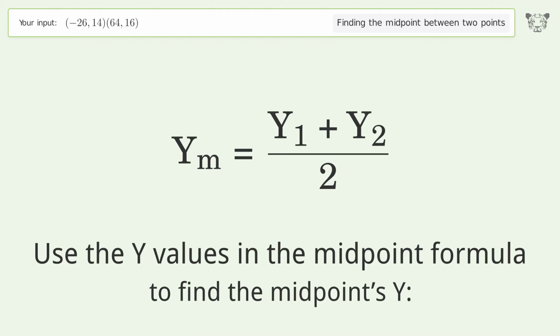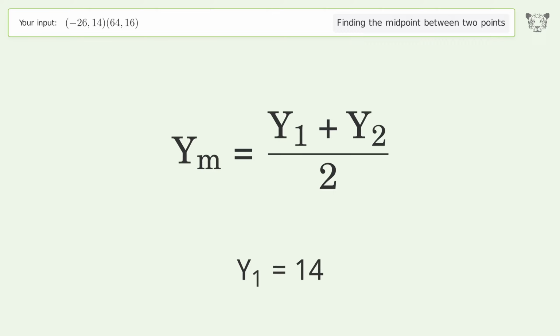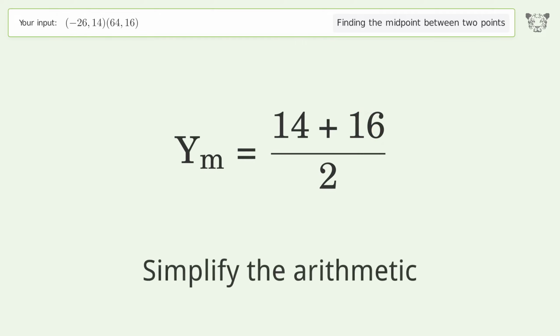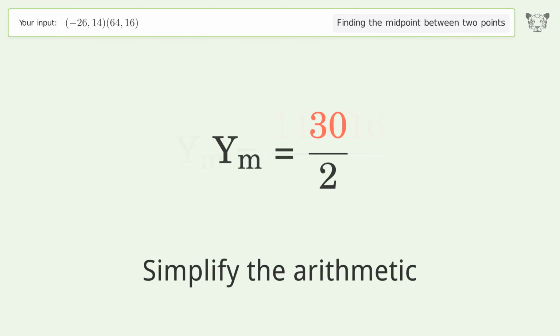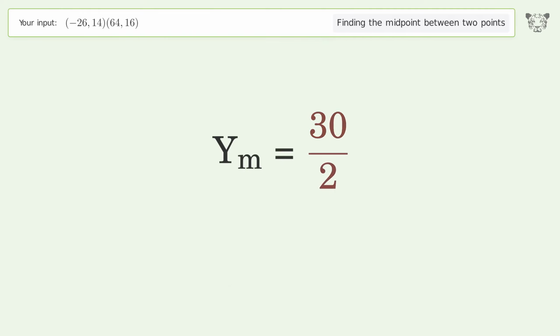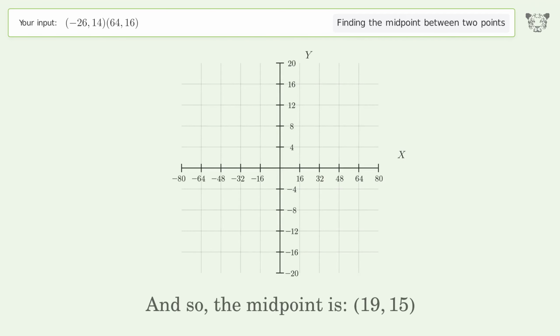Use the y values in the midpoint formula to find the midpoint's y. y1 equals 14. y2 equals 16. Simplify the arithmetic. And so, the midpoint is 19, 15.